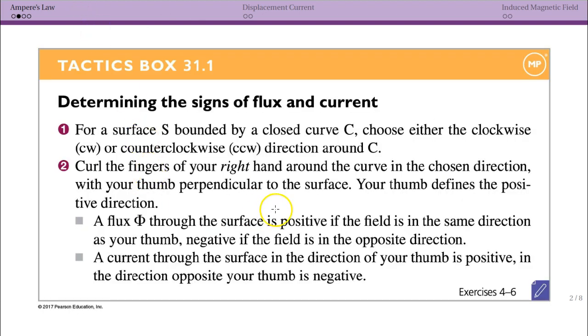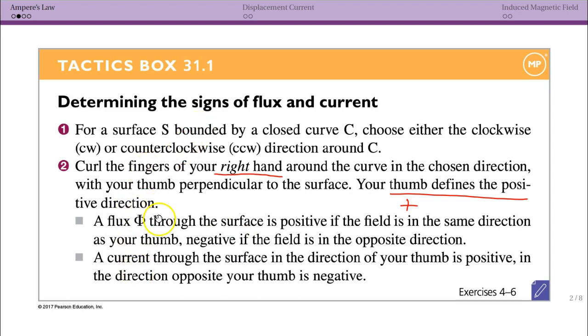Then you curl the fingers of your right hand. Anytime you see this, that should tell you the right hand rule. You curl your fingers in the chosen direction. The thumb is perpendicular to the surface. Your thumb then defines the positive direction. This isn't too hard, and what this allows you to do is define the flux, which we can think about as, for instance, current through, as positive or negative.